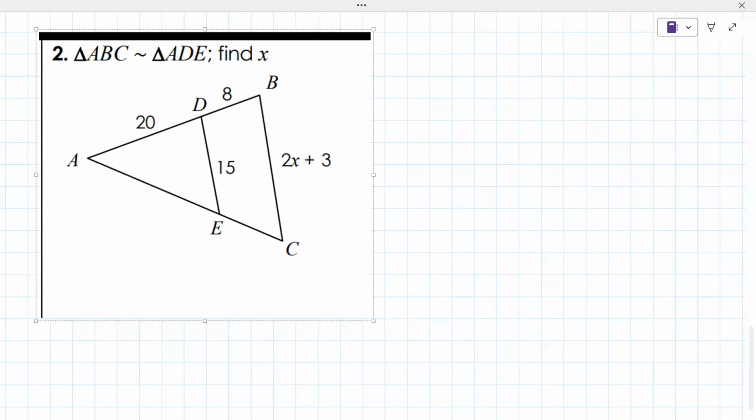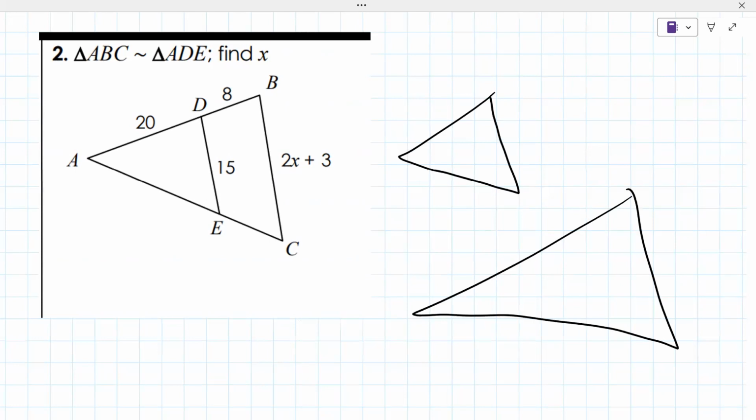So there's really two triangles here. I would actually recommend drawing the two triangles, the bigger and the smaller. I think it really helps here to identify the sides. So this is A, D, and E. This is A, B, and C. So A to D is 20. D to E is 15. Can you tell me what A to B is? A all the way to B. A to B is 28.